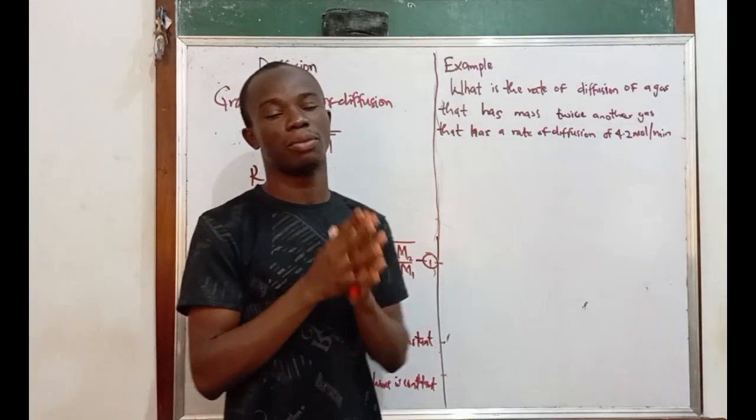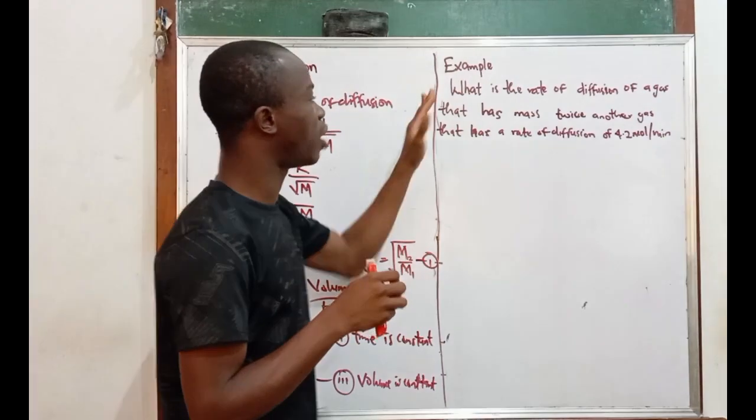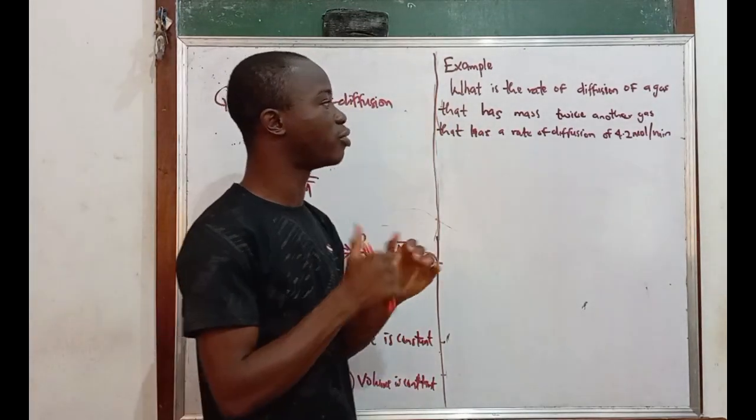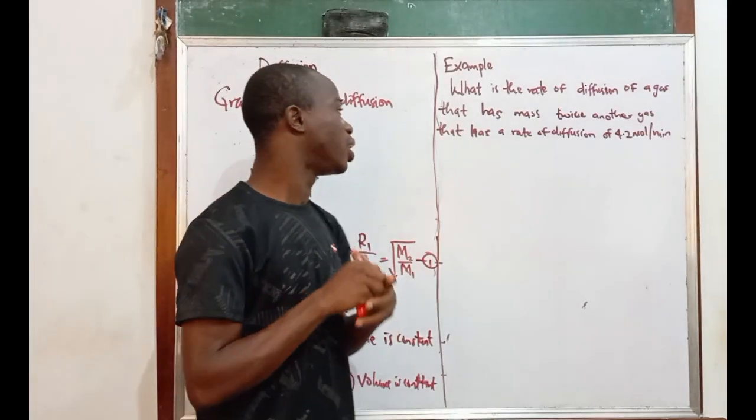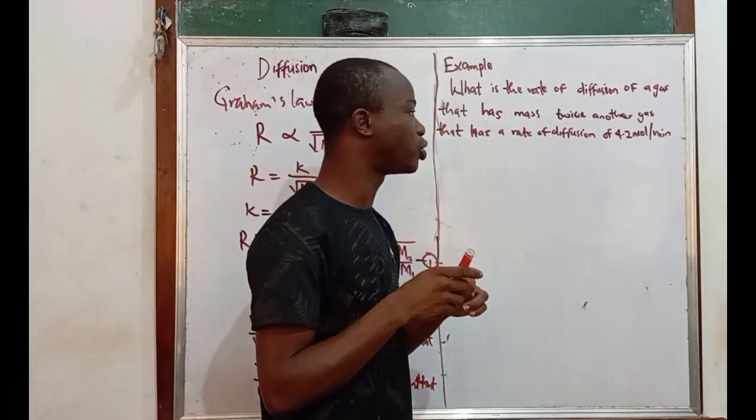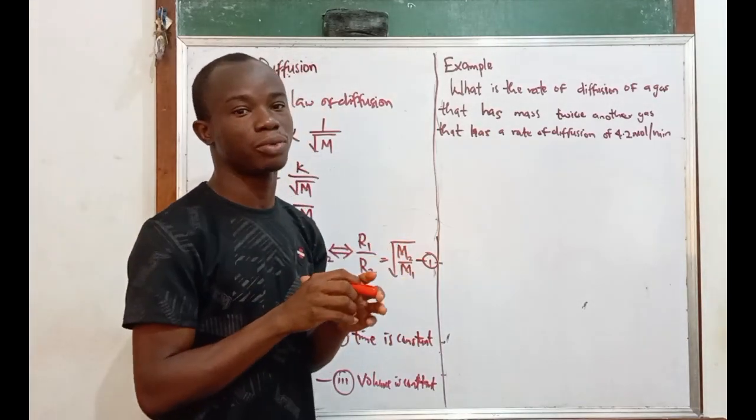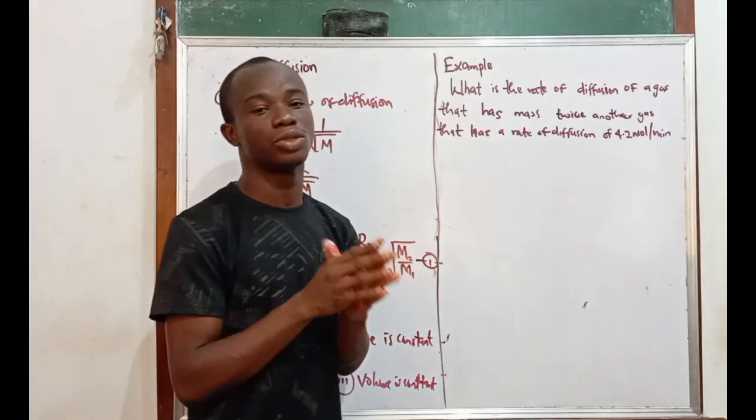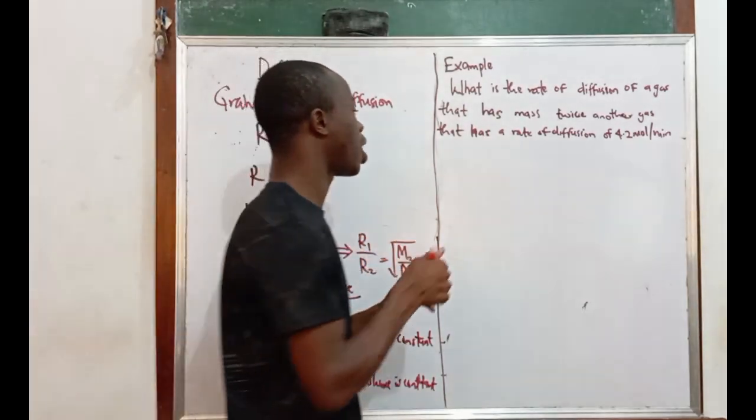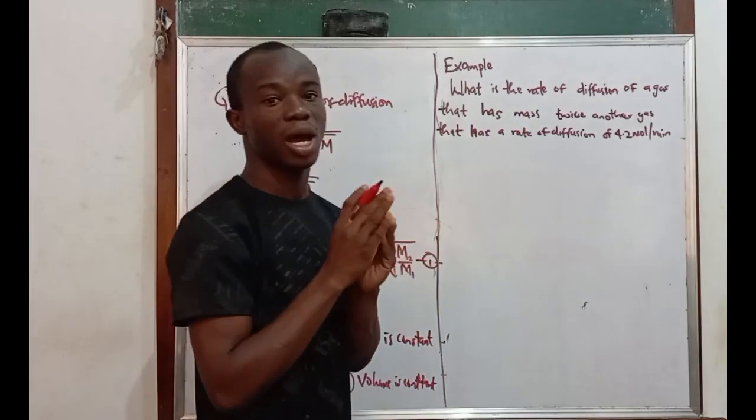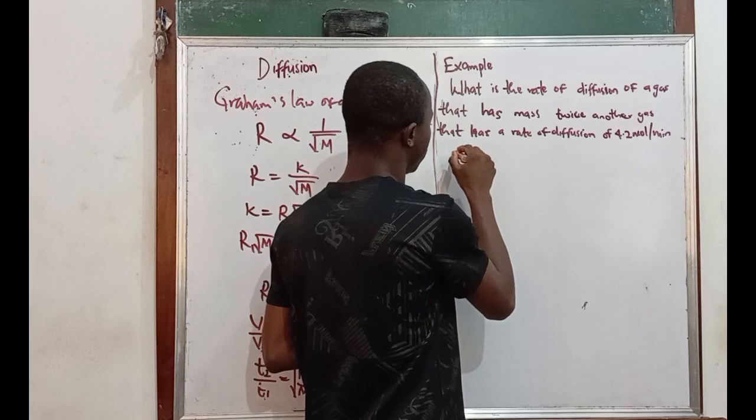Now, let's look at an example on calculations involving diffusion. In the example that I've written there, the question says, what is the rate of diffusion of a gas that has mass twice another gas that has a rate of diffusion of 4.2 mole per minute? So from the question, the first thing to take note of is that we have two gases. Let's say we have gas A and gas B.